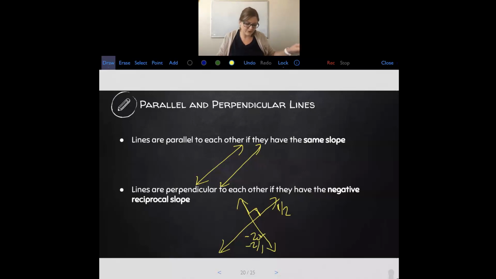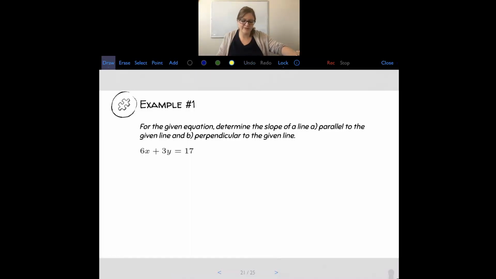For the given equation, determine the slope of a line parallel to the given line and perpendicular to the given line. Parallel and perpendicular lines are all about slope. In order to use the equation given to determine the slope of a line parallel and perpendicular, we should get this in slope-intercept form, which means that we'll solve for y.